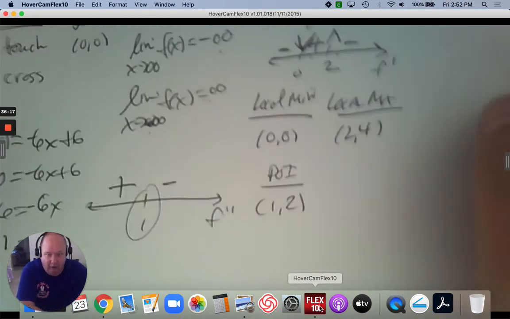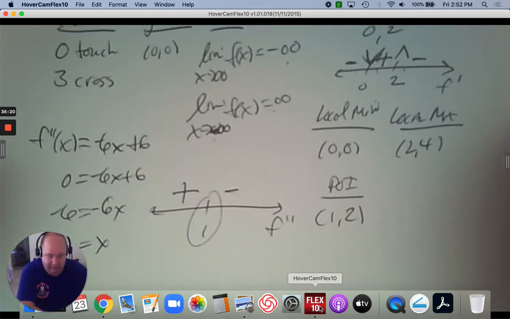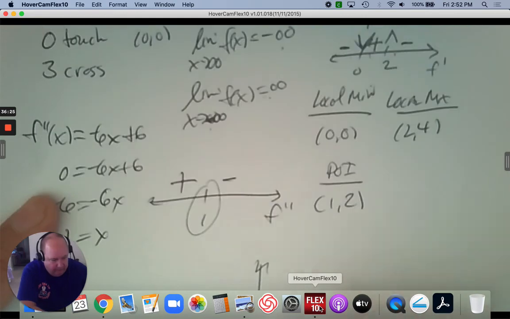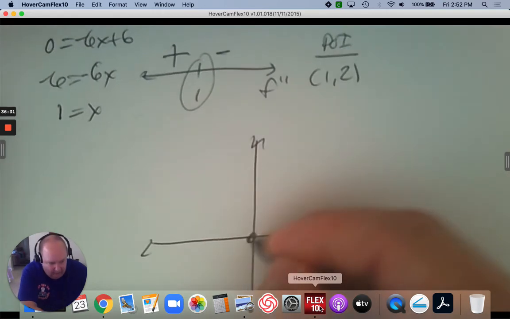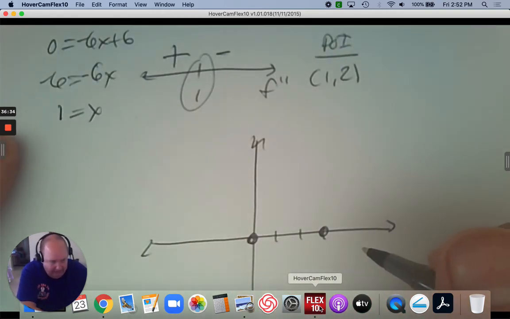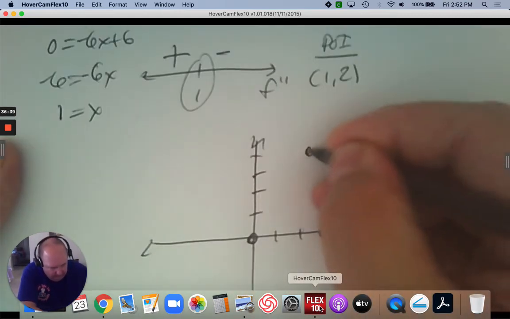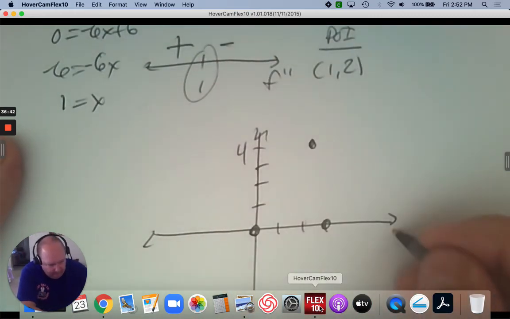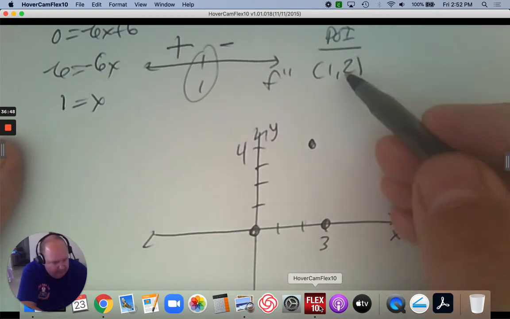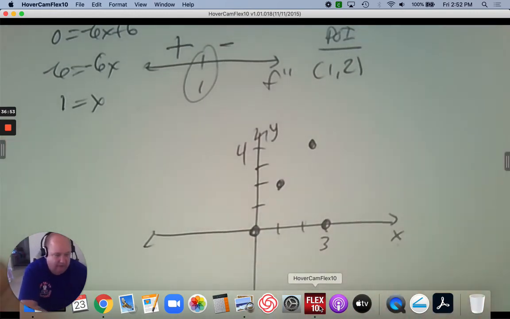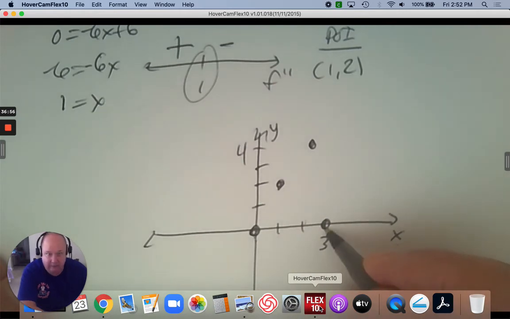All right, we're going to put all of this information together and graph it. So I have an x-intercept at 3. I get another intercept at 0. I have a minimum at 0, a maximum at 2, 4. I have a point of inflection at 1, 2. And that's all I need. And understand that at 0 it's going to touch, and at 3 it's going to cross over.